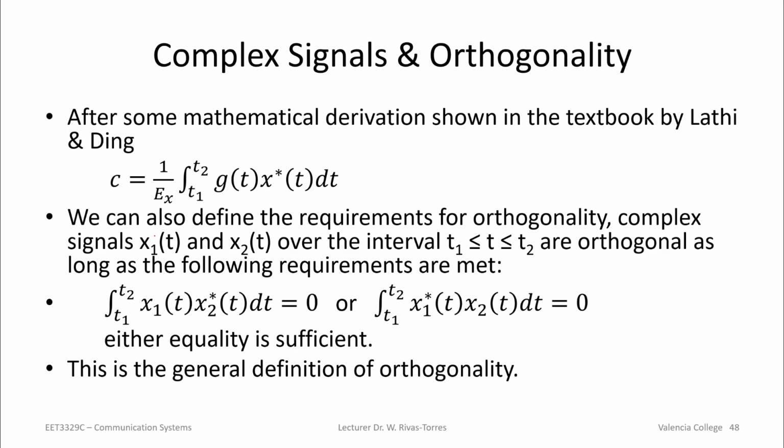We can also define the requirement for orthogonality of complex signals x1 and x2, right? All you have to do is multiply one times the conjugate of the other one. Either way, you can make x1 or x2 the conjugate, and when you multiply it by the other signal, if the integral comes out to 0, that's a sufficient condition to say that they are orthogonal, in a complex sense.